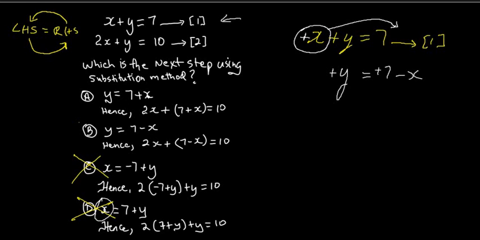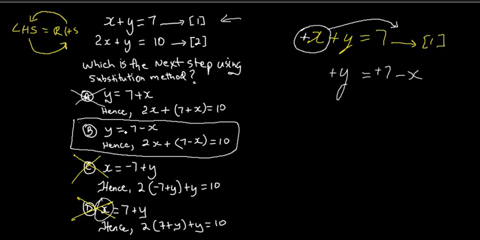A is saying y equals 7 plus x, so we know that is out. And of course, we can clearly see that B is the only one remaining, so that has to be the answer. And we can clearly see it's correct in y equals 7 minus x. All right, let's check to see if the substitution was done correctly.